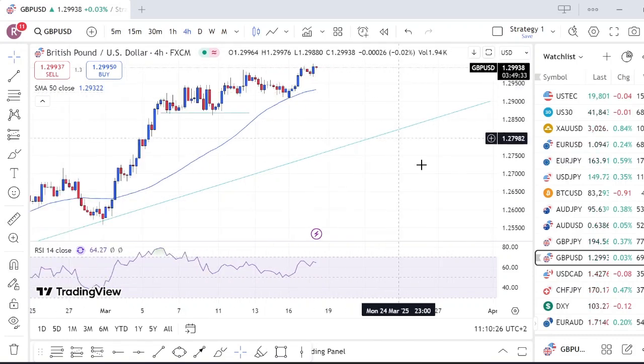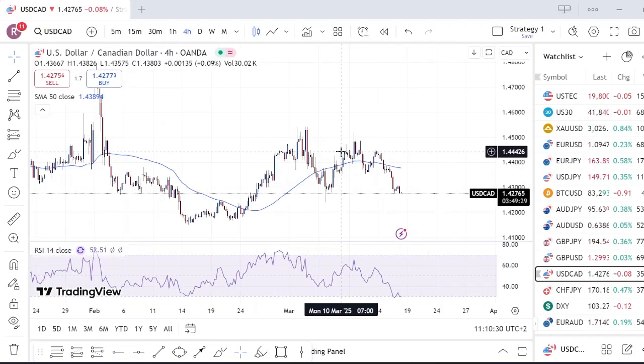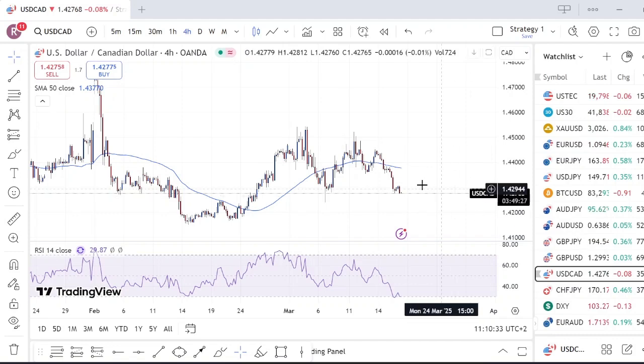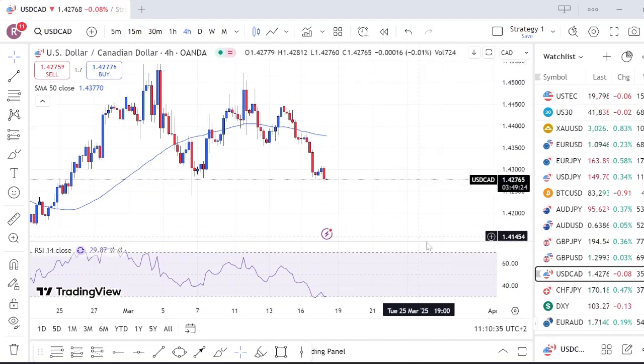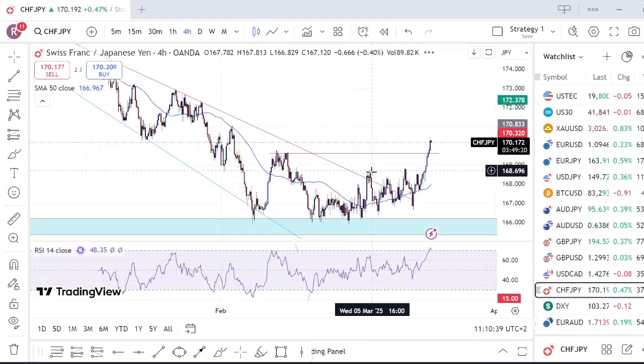Pound USD, I'm not really seeing a lot of movement there. USD CAD, the bears look to be in control, so I won't really trade that. Yeah, my favorite pair is back in place.